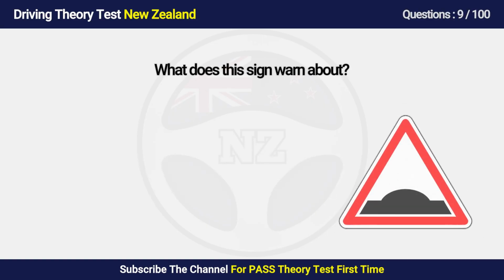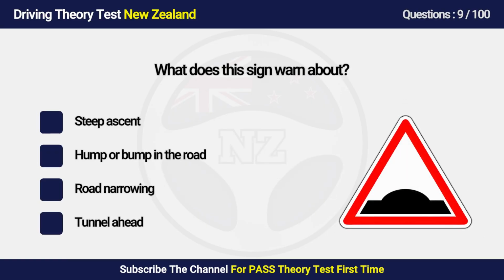Question 9. What does this sign warn about? A. Steep ascent. B. Hump or bump in the road. C. Road narrowing. D. Tunnel ahead.